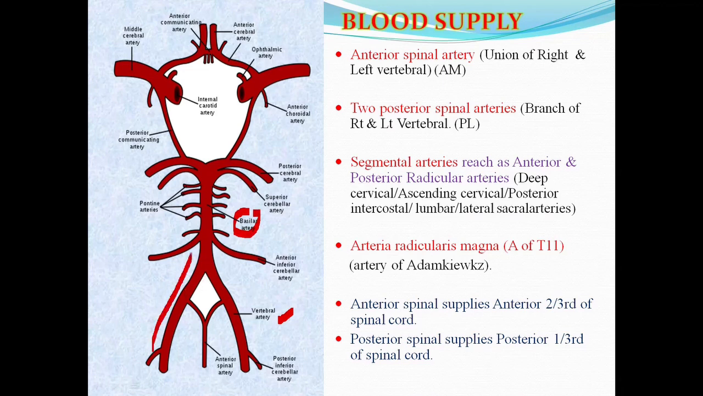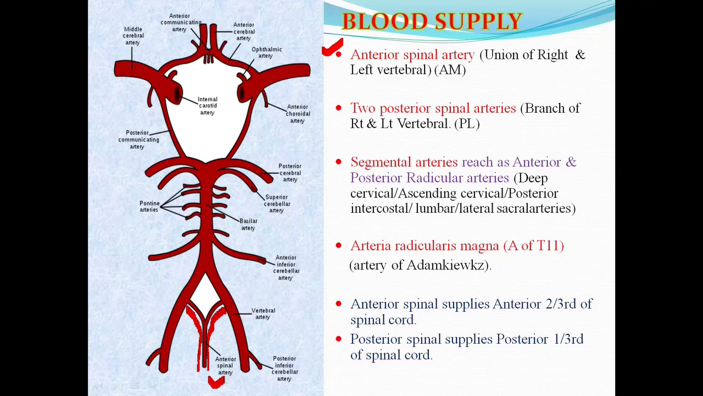So the right and left vertebral arteries unite to form an important blood vessel called the basilar artery. Now I get one twig from the vertebral artery on the right side and one twig from the vertebral artery on the left side. Both merge with each other and join together to form a single anterior spinal artery.